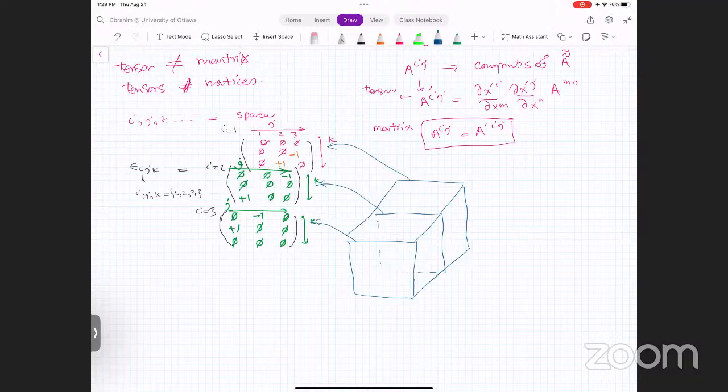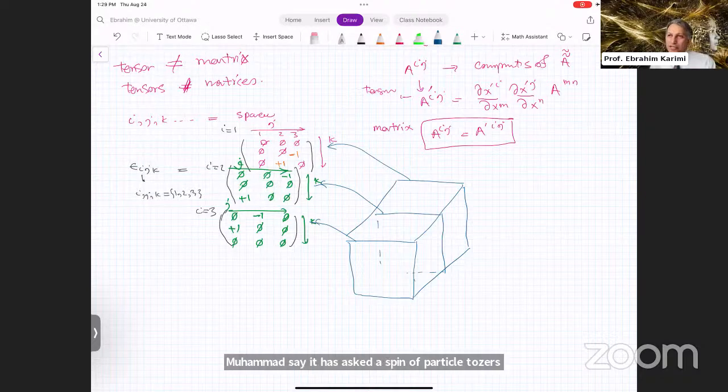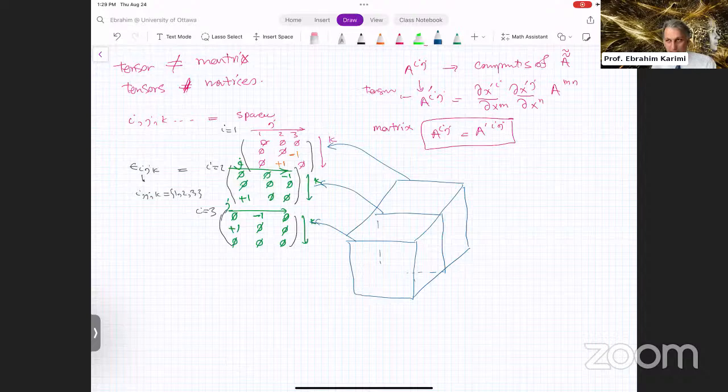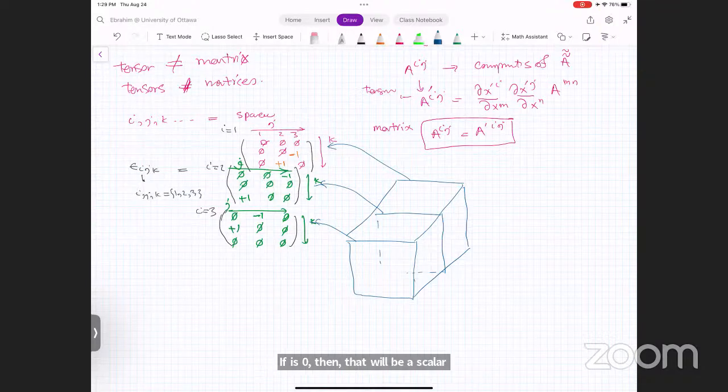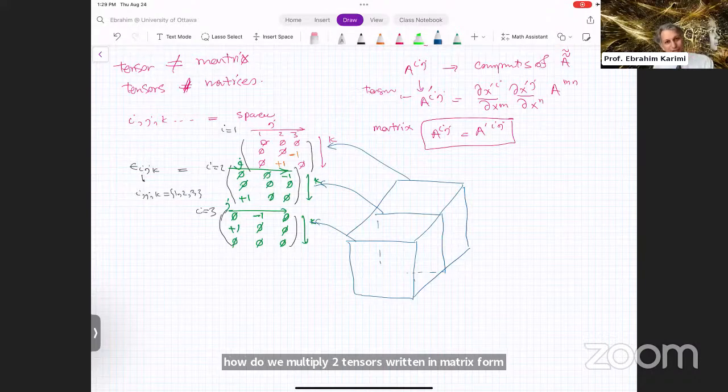All right, Muhammad Said has asked, is spin of a particle a tensor? Well, you have to be careful what you mean by yes and no, it depends on the particle. If it's a spin 1/2, no, it's not a tensor. If it's a spin 1 particle, then I will call it a vector, a rank 1 tensor. If it's spin 0, then that will be a scalar. Another question is, as a tensor is not a matrix, how do we multiply two tensors written in matrix form? I have not even defined the product of the two.